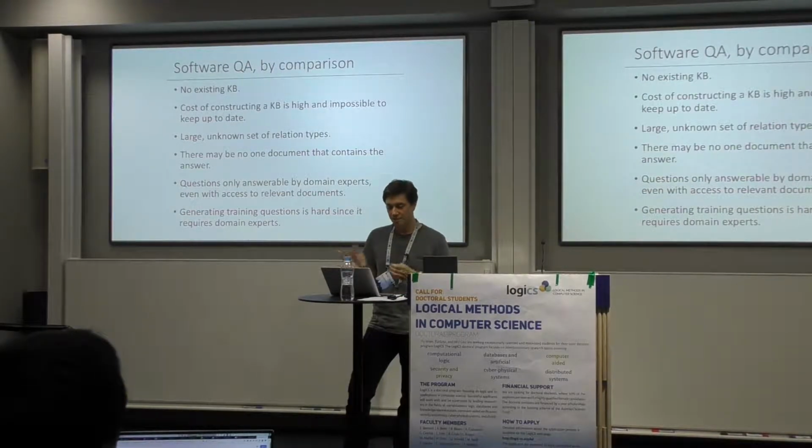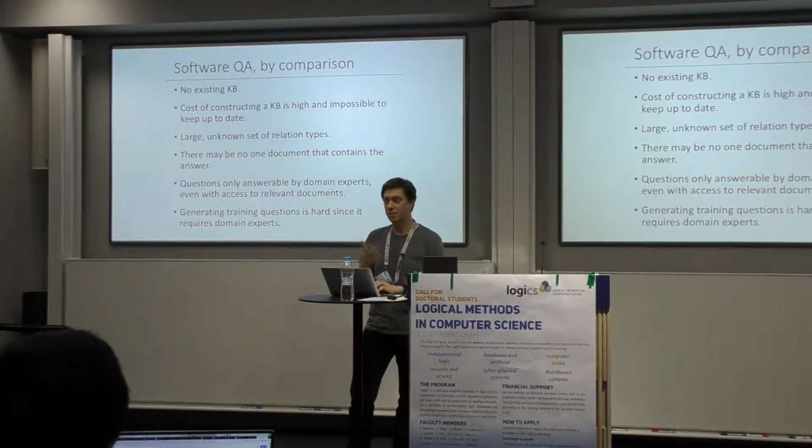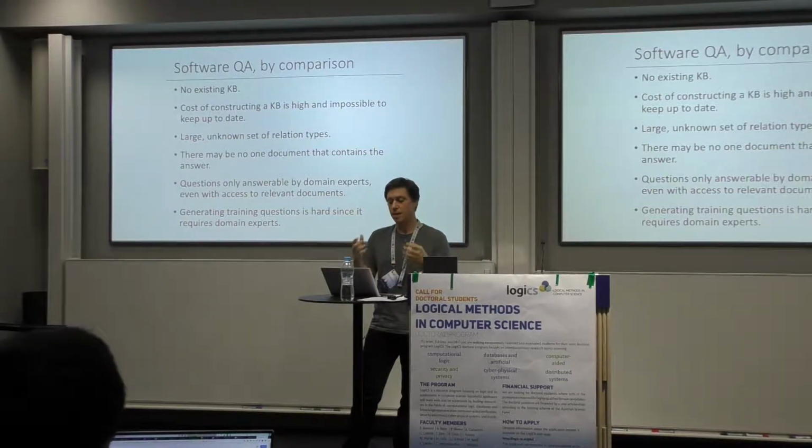By comparison, if you look at QA in the software domain, there's no existing knowledge base. KB means knowledge base. If you want to construct a knowledge base, it would be very expensive and it would be impossible to keep up to date. We have a large and unknown set of relations between different software entities. And you might not actually know the answer. There may be no document that contains the answer to a particular query.